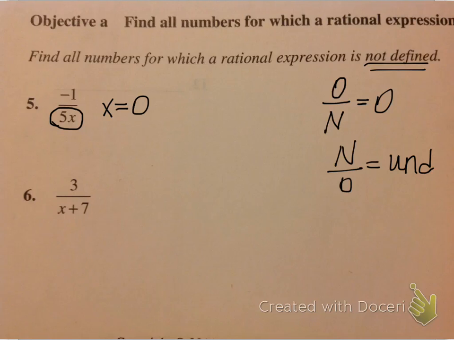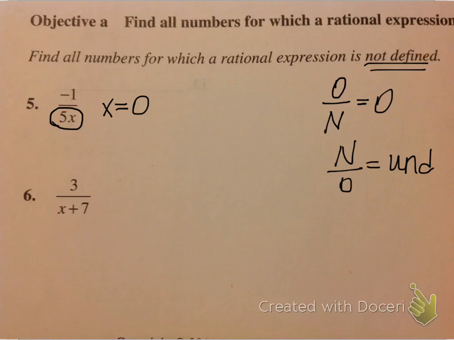I can plug in any other number that I want, but if I plug in 0, I'm going to get not defined. So pretty much what you're going to do is look at your denominator and decide what values create that 0 in the denominator. So let's look at this next one. 3 over x plus 7.